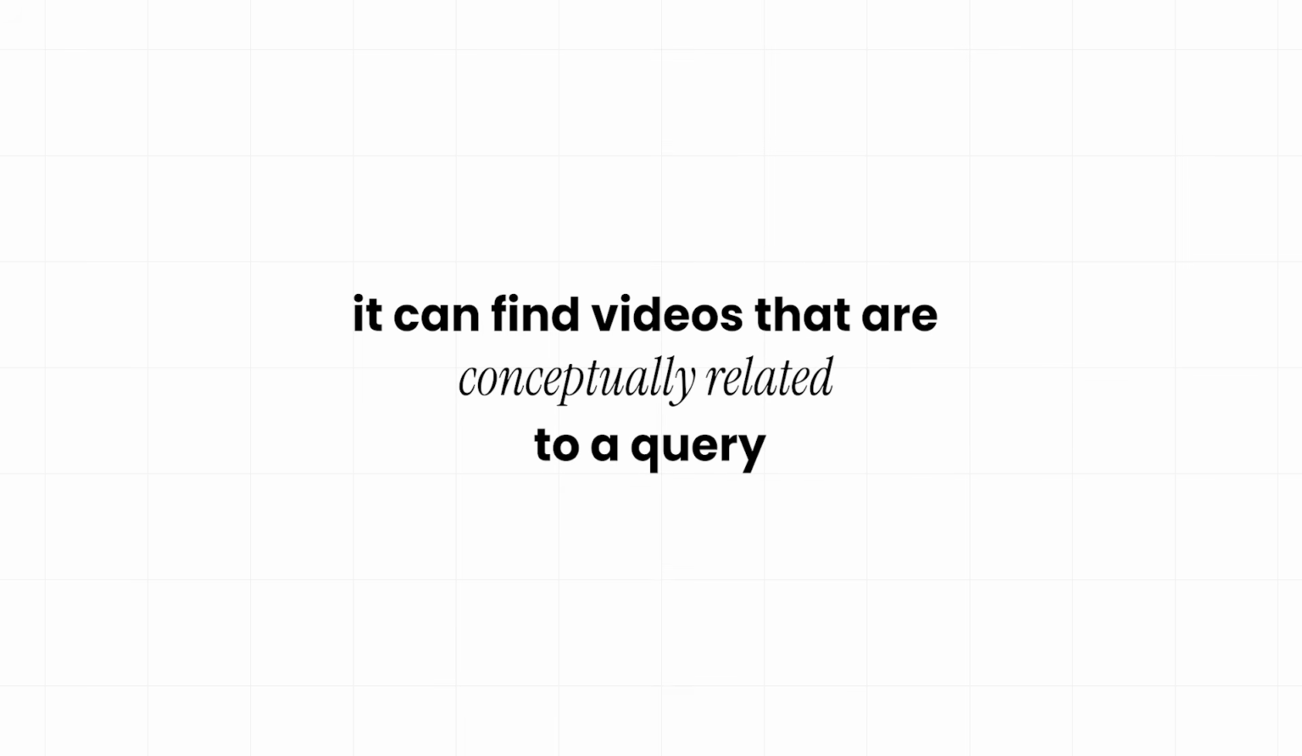shape of the archive. Now, once the videos have embeddings, we can also use them for simple semantic search. The key difference from keyword search is that the system does not need exact words. It can now find videos that are conceptually related to a query.